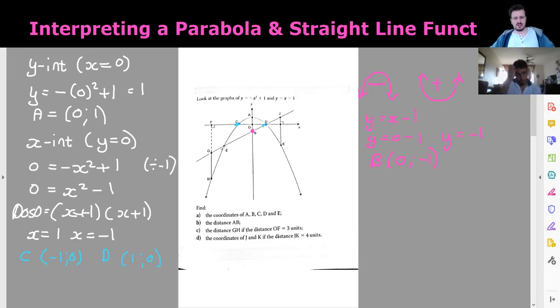Okay, now for E and D, it's a little bit tricky. We've already got D. E is where the straight line and the parabola intersect. So what are we going to do if the straight line and the parabola intersect? We make them equal to each other. Let's just remember that when you have a straight line intersecting with another graph, we make them equal to each other.